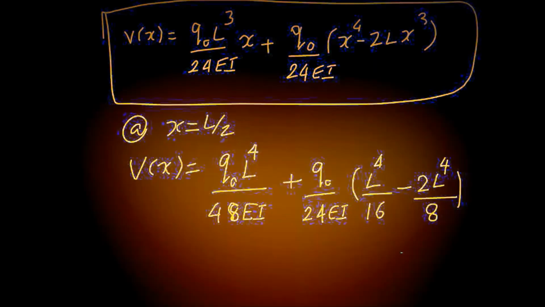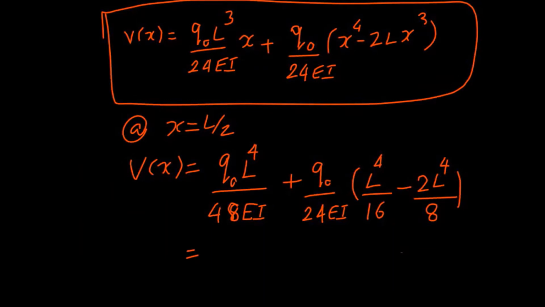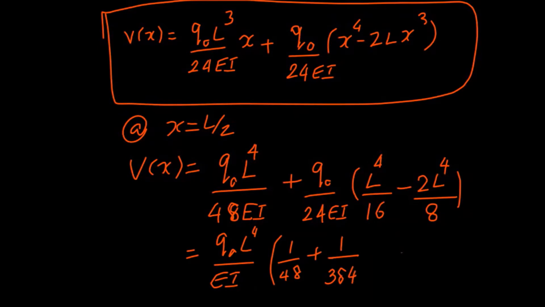Let us do it. I'm sorry about this discontinuity. Okay, we are going to do this. It is Q naught L raised to the power 4 divided by EI. I'm going to take it outside. So what will you be getting? If you take it outside, you will be getting 1 by 48 here, plus 1 divided by, what is this, 24 into 16? 24 into 16 is 384. Minus 2 divided by, what is this, 24 into 8? It is 192. Okay. Now we are going to take the LCM and complete this problem.